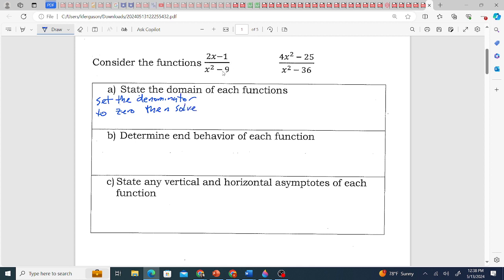So if I'm trying to figure out the domain for this first function right here, I'm going to take x squared minus 9 equals 0, and then I'm going to solve it. Well, can anybody tell me what x squared minus 9 is? It's something that we talked about a few times. Yeah, but there's a term that we use for it. Does anybody remember what it is?